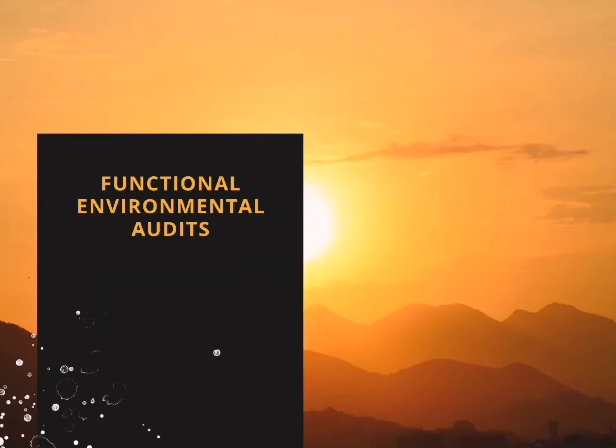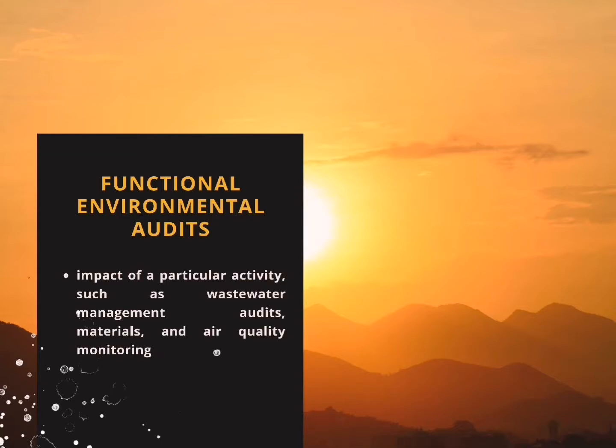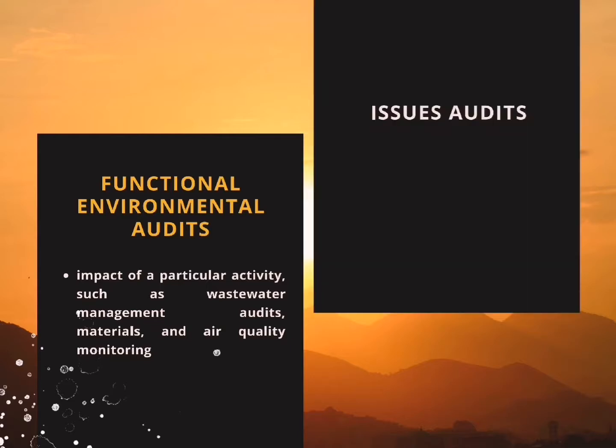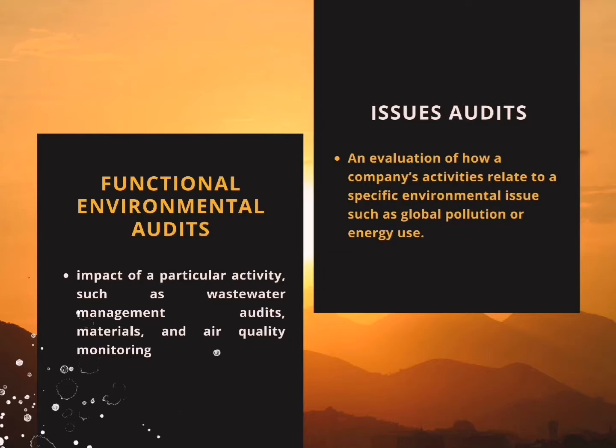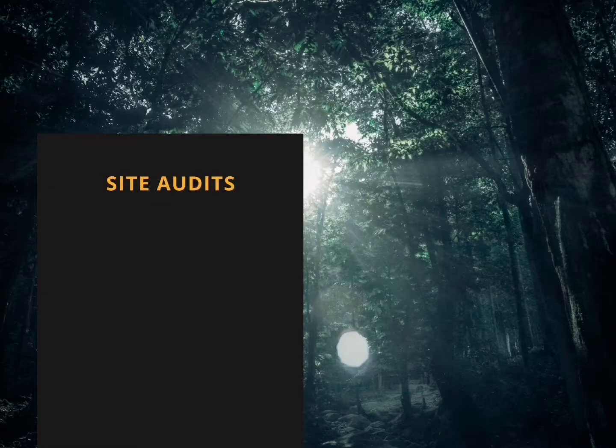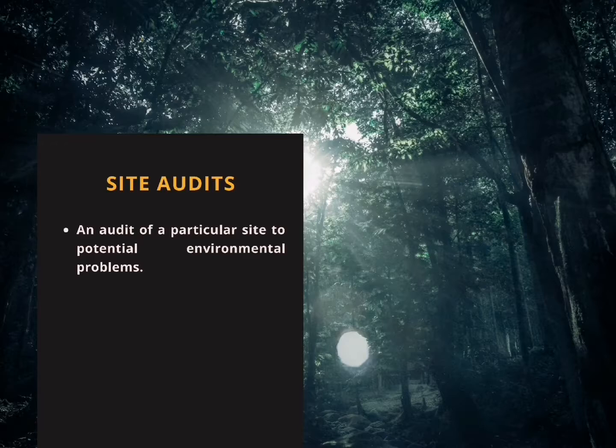The next type is functional environmental audits. It focuses on one element or impact of a particular activity, such as water waste management audits, materials and air quality monitoring. One more type is issues audit, an evaluation of how a company's activity relates to specific environmental issues such as global pollution or energy use. It also covers inadequate internal control, inadequate controls over finances reporting and inadequate accounting procedures. Next, the site audit is an audit of a particular site for potential environmental problems. It is also a process for evaluating the search engine friendliness of a website in multiple areas.